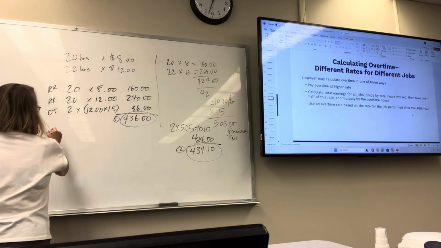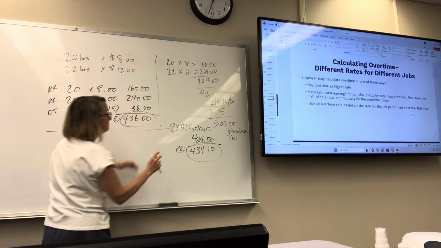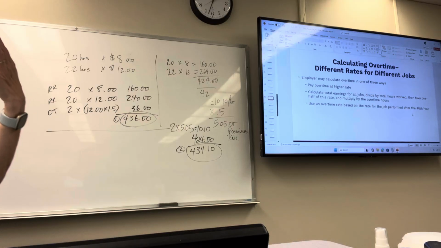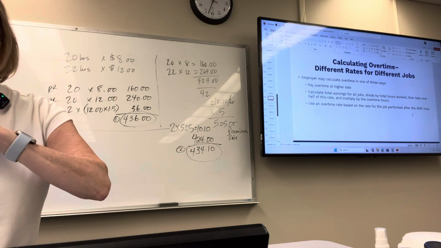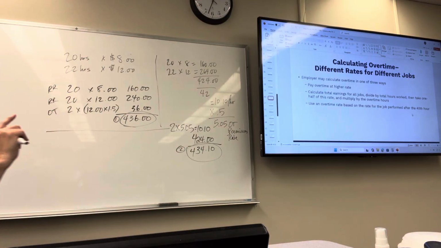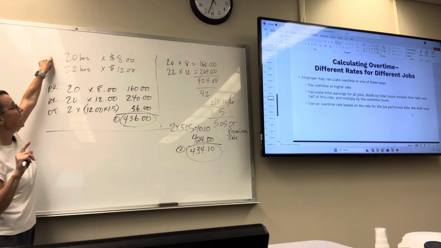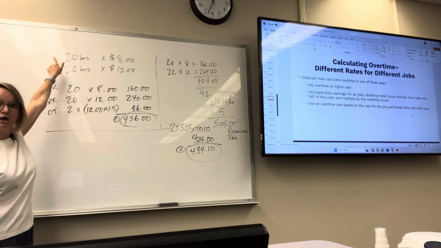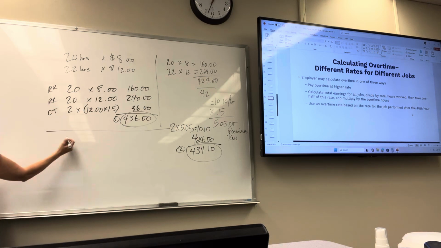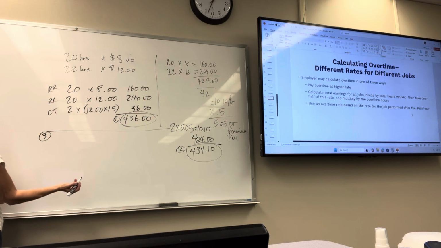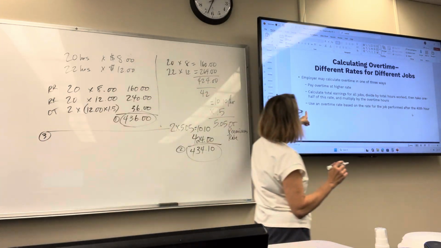The third option, so in both of these, we don't need to know which job they worked at in overtime, right? We don't need to know that information. The third option, we do need to know that information. So let's say that they actually worked the overtime in the $8 an hour job. So they worked 2 hours of overtime and they were a dishwasher when they were working those 2 hours of overtime.